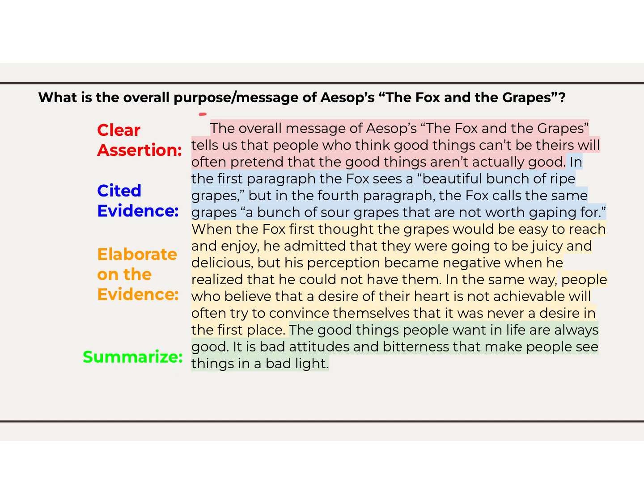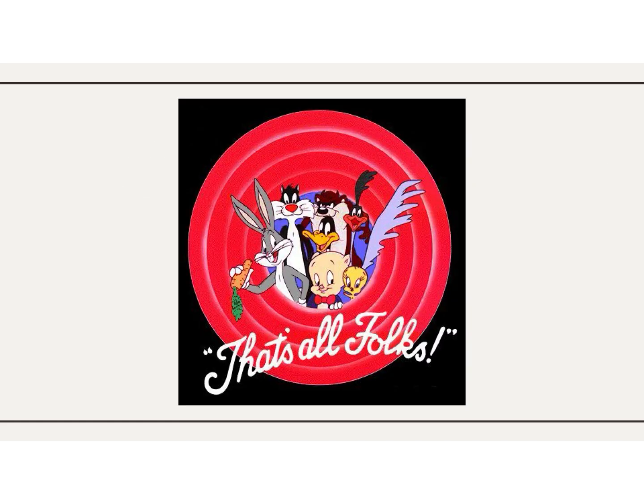So again, this pink sentence is our clear assertion. This blue sentence is where we cited evidence, we used exact quotes from the story. In this yellow section, we did two things. First, we told exactly, literally what our evidence means, and then we told how that evidence pertains to our assertion. And finally, in the green section, we've written our summary. And that's it. Now it's your turn to try it.